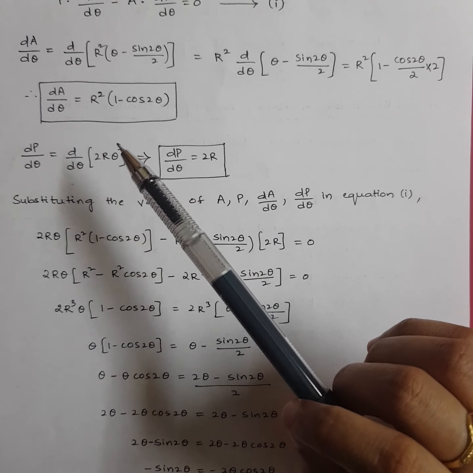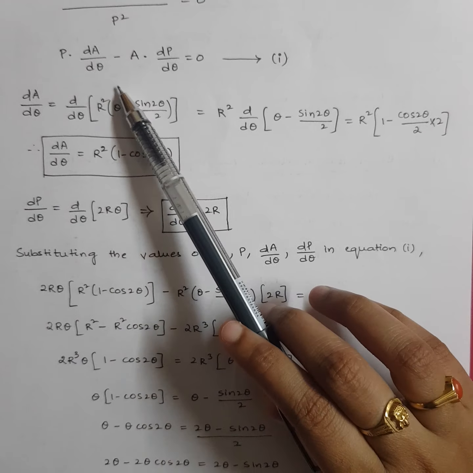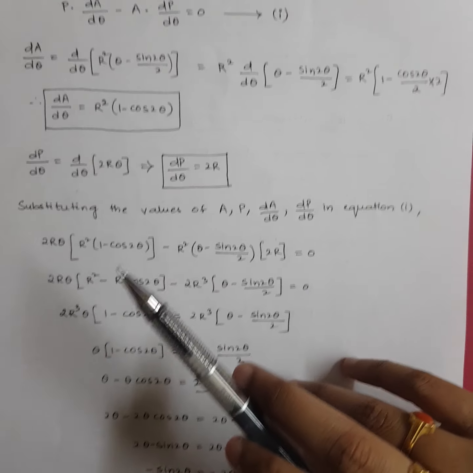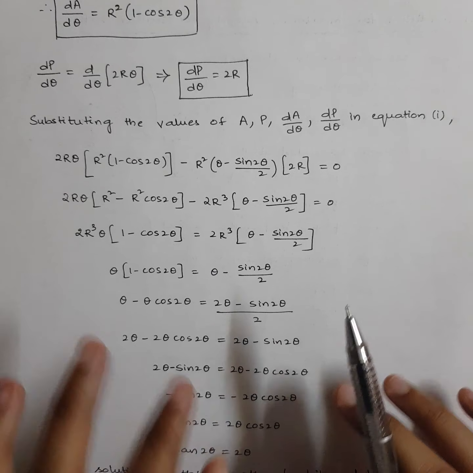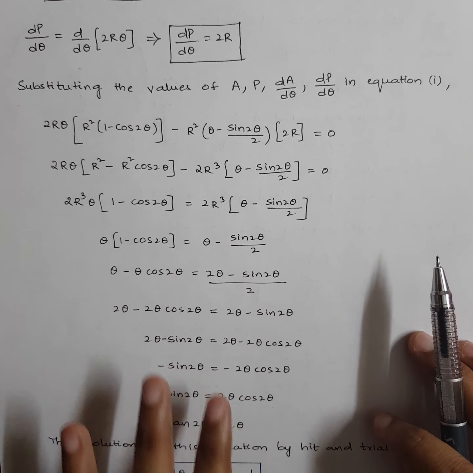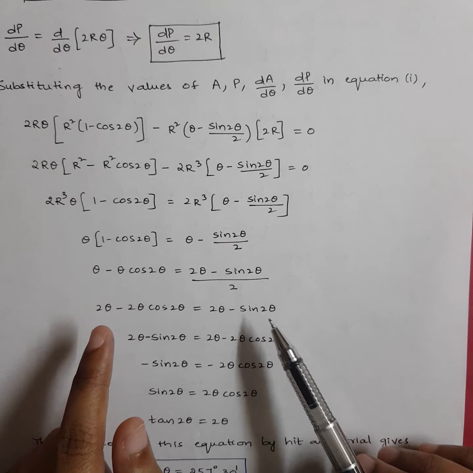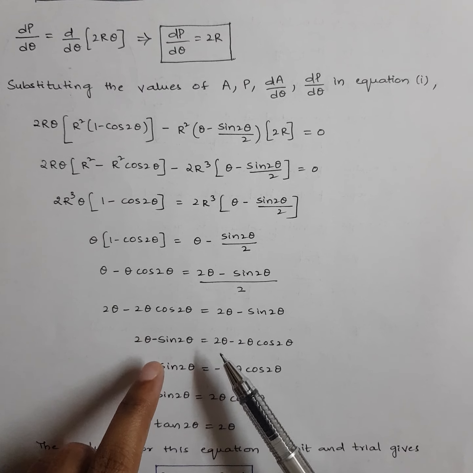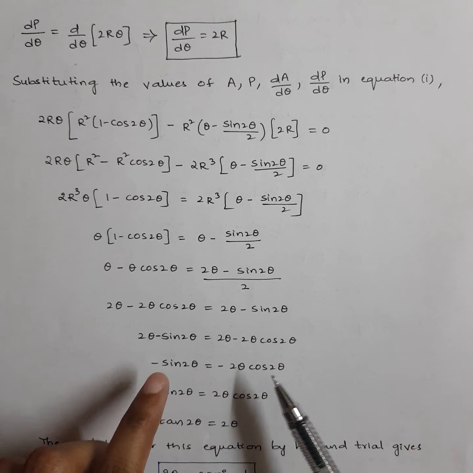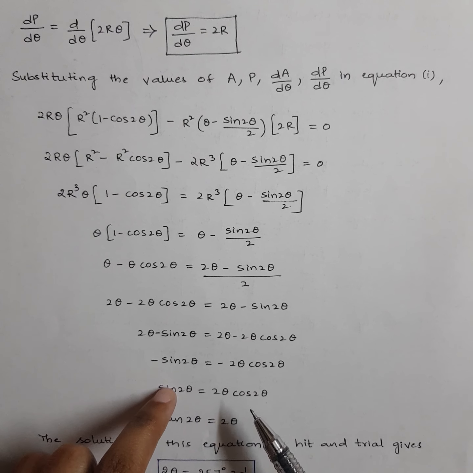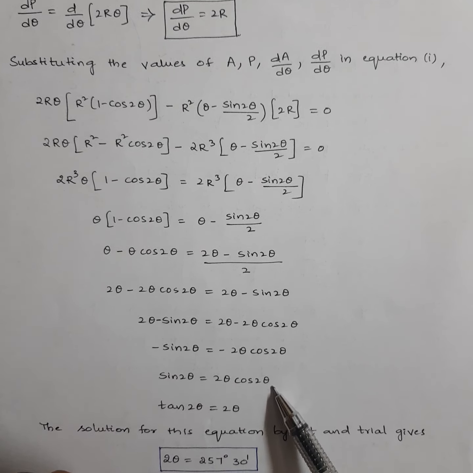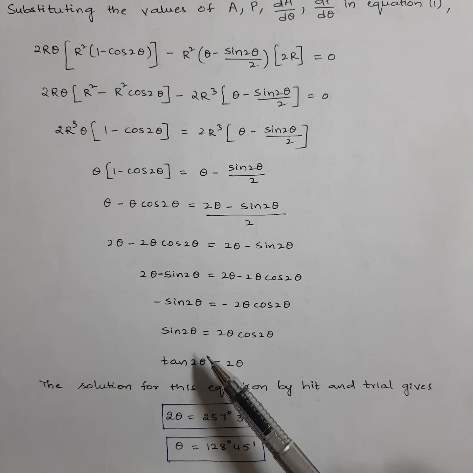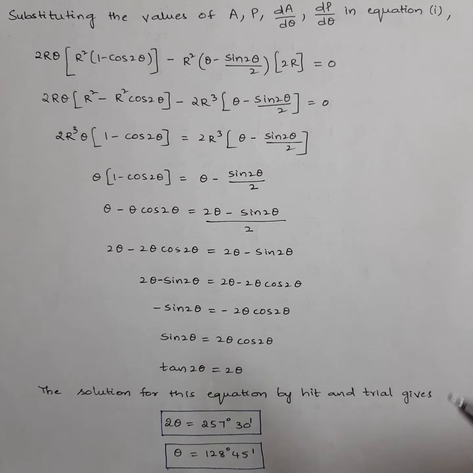Now I think you can substitute the values of a, p, dA by d theta and dp by d theta in equation number 1. Substitute the values and start simplifying. It's simple mathematics. Just open the brackets and keep simplifying. You will end up like this. I think till here you can solve. Get all theta terms on one side and sine and cos terms on the other side. You will be getting sine 2 theta is equal to 2 theta cos 2 theta. So sine 2 theta by cos 2 theta is equal to 2 theta.